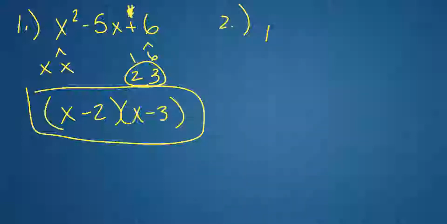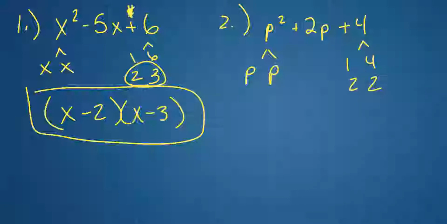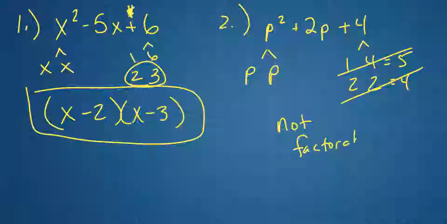2, I have p squared plus 2p plus 4. Well, how do I get p squared? Well, p and p. How do I get 4? 1 and 4, or 2 and 2? Well, 1 and 4 adds up to be 5, so there's no way that's a choice. 2 and 2 adds up to be 4. That doesn't work. There are no factors of 4 I'm missing, so that means this one is not factorable.